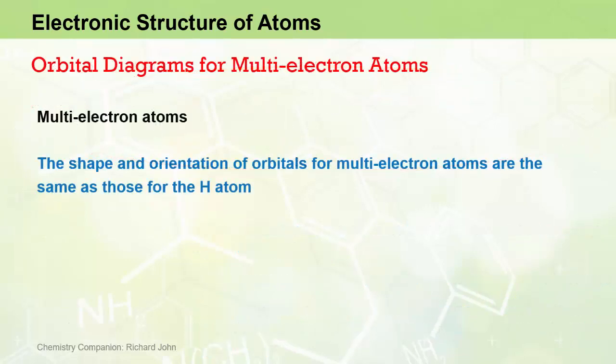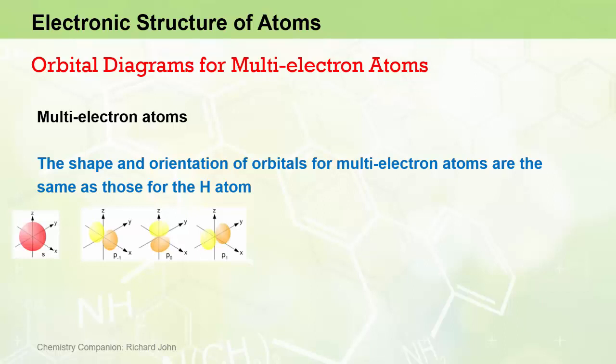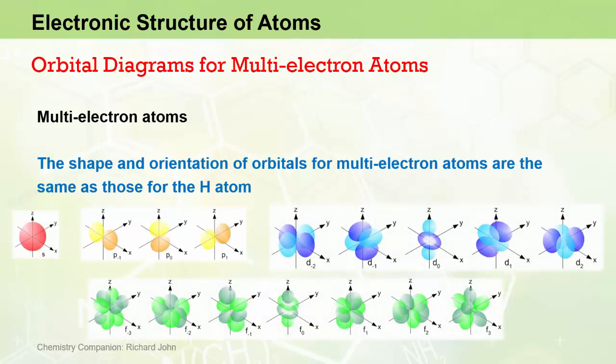For multi-electron atoms, the shape and orientation of orbitals are the same as those for the hydrogen atom. So orbitals within the s subshells are spherical, orbitals within the p subshells have the dumbbell shape oriented along the x, y, and z axes, and orbitals within the d and f subshells have these exotic shapes and orientations.